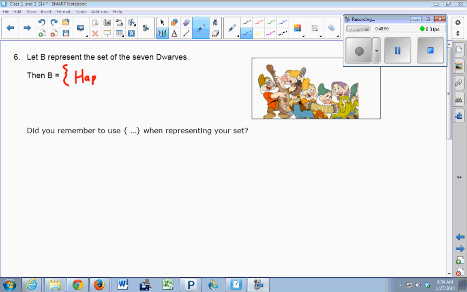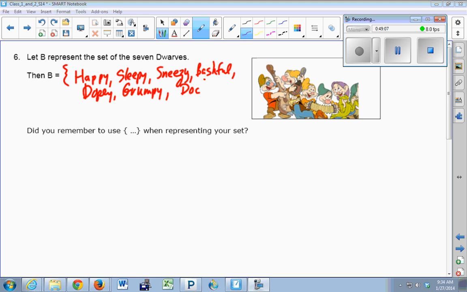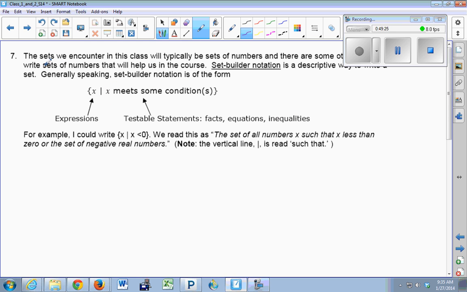Happy, sleepy, sneezy, bashful. Yeah, one of the ones that doesn't end in a Y. Bashful, dopey, grumpy, and Doc, right? Okay? Doc. So notice we're saying this capital B is equal to that set. So if I was referring to capital B anywhere within the problem, I would be referring to those 7 individual dwarfs. Okay. And I know my Boston accent just came out. I can't help it.